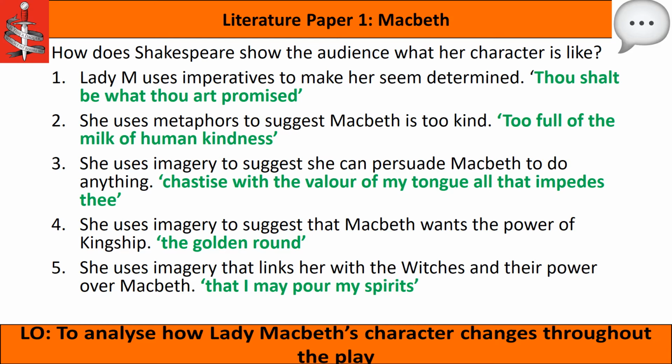And she uses imagery that links her with the witches and their power over Macbeth, that I may pour my spirits. She's referring there to persuading him to kill the king, but obviously the image of the spirits makes it seem as though she's linked with the witches.